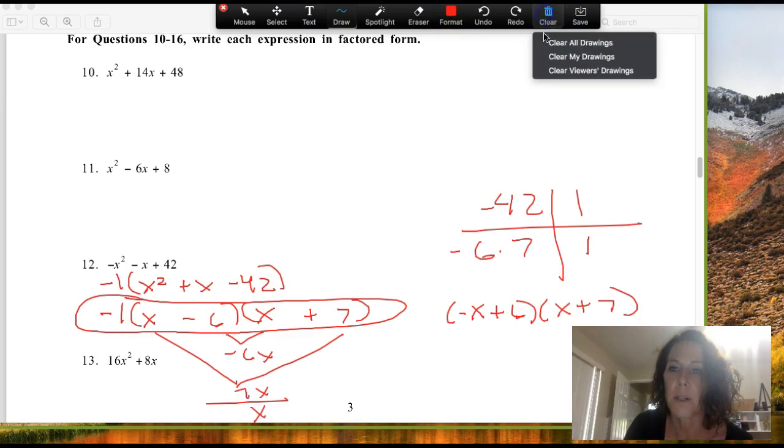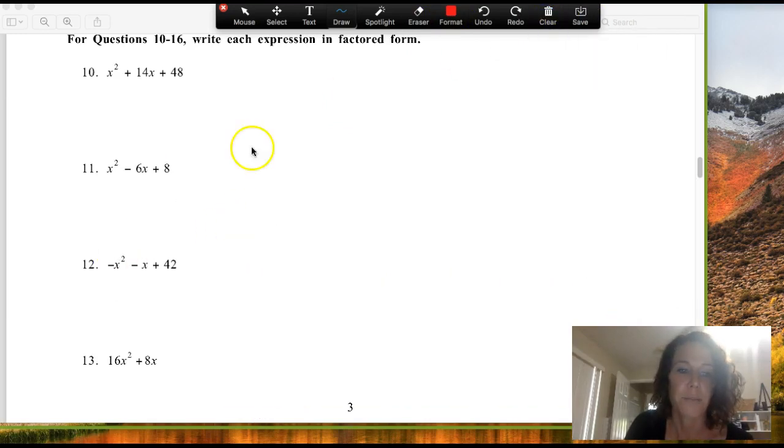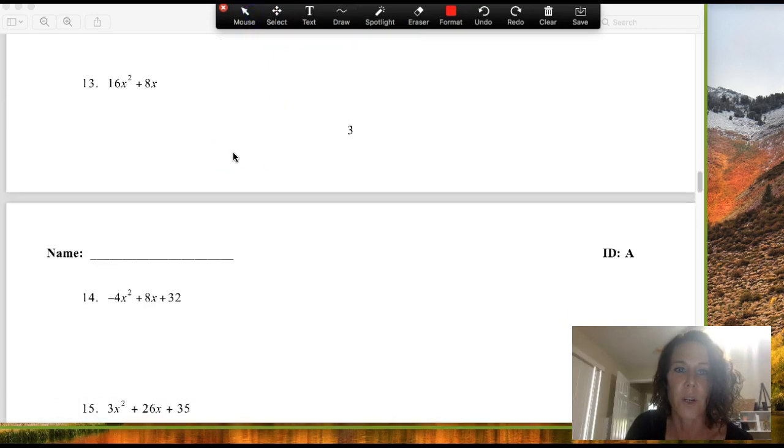Let's look at number 13. This one, it's 2 terms, so I don't have a trinomial. So let's look at how I could pull out the greatest common factor. That would be my first step. Now, the greatest common factor would be the greatest term that each of these have in common. So I can see they both have an x in common, so I'm going to pull that out. Okay, the biggest term. And then what divides evenly into both of these? Well, 8 divides evenly into this, and 8 divides evenly into this. So I can pull an 8 out of both of those.